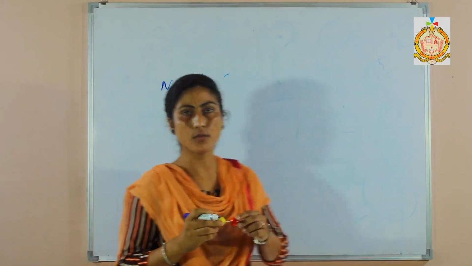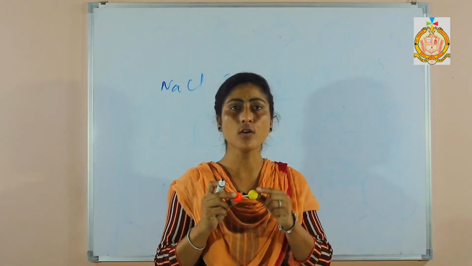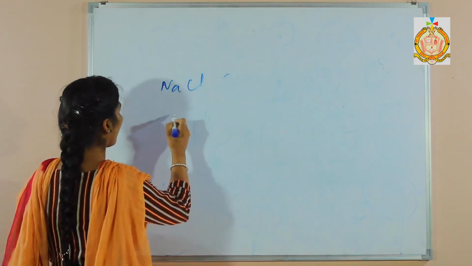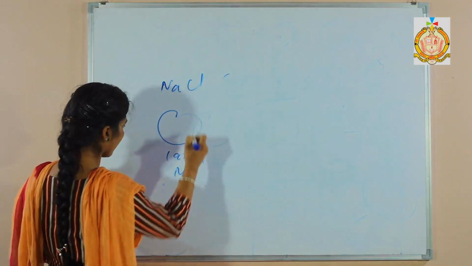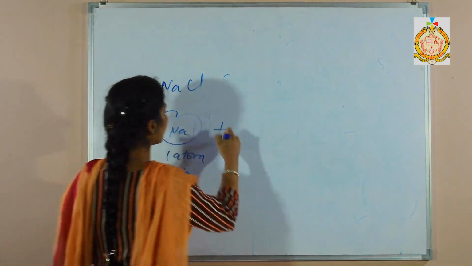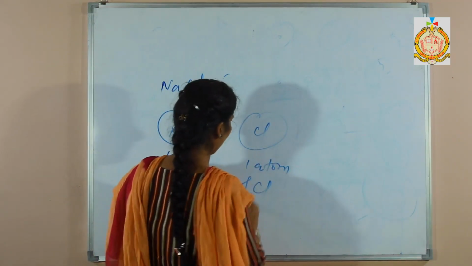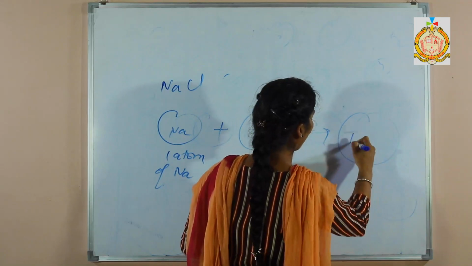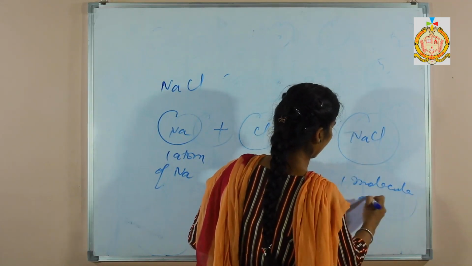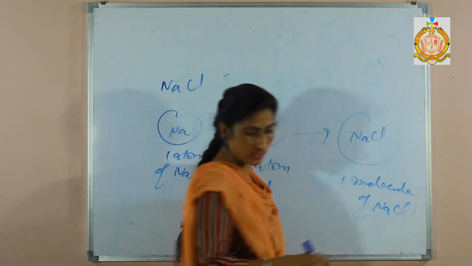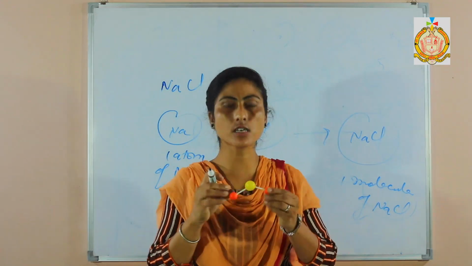NaCl consists of one atom of sodium and one atom of chlorine. One atom of sodium plus one atom of chlorine make one molecule of NaCl. Similarly, in the case of water, this is the structure of water.